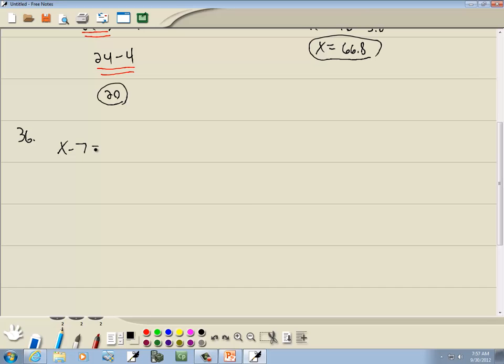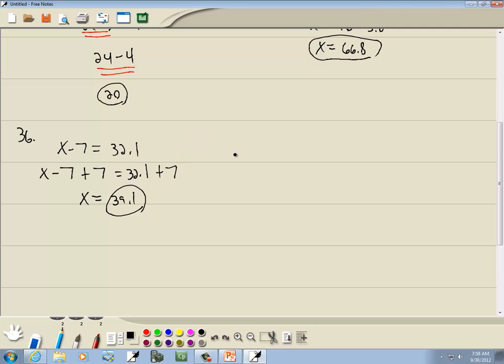X minus 7 equals 32.1. Okay, now we want to get rid of the minus 7 there. So that's subtraction. That's minus 7. So we'll do the opposite operation, which is plus 7. Well, negative 7 plus 7 cancels, and we got x. And 32.1 plus 7 gives us 39.1. And that's our answer.